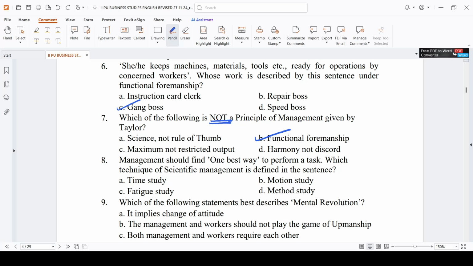Management should find one best way to perform a task. So what is the one best way to perform a task? Which technique of scientific management is defined in the sentence?